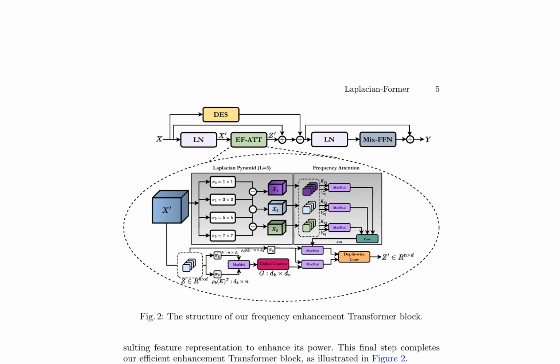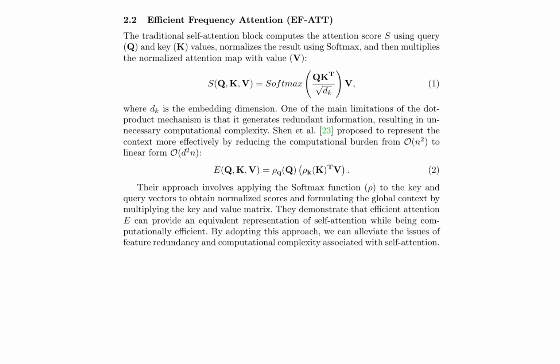The Laplacian-Former is a crucial component of the frequency enhancement transformer block, utilizing efficient frequency attention (EFATT) to reduce computational complexity. This approach improves upon the traditional self-attention mechanism by adopting the method proposed by Shen et al., involving the softmax function on key and query vectors for normalized scores and forming the global context through key-value matrix multiplication. This efficient attention mechanism provides an equivalent representation of self-attention, alleviating issues of feature redundancy and computational complexity.